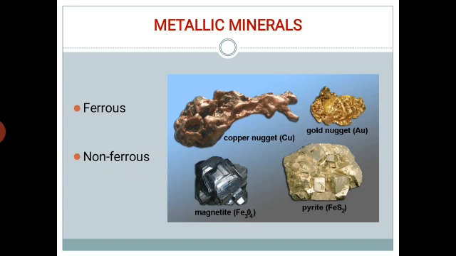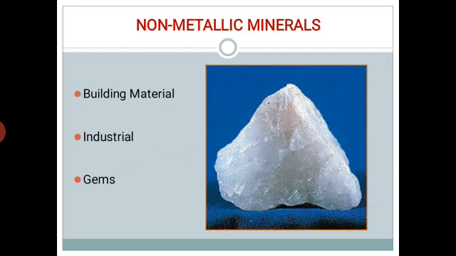Again, bronze is an alloy of copper and tin, and steel is an alloy of iron and manganese. So students, bronze, steel, and brass are examples of alloys. Okay students, another type is what?